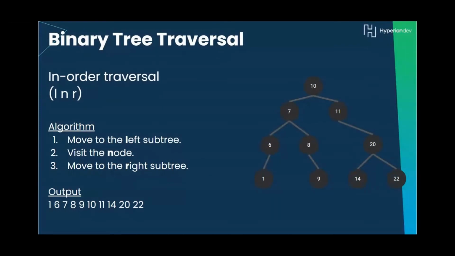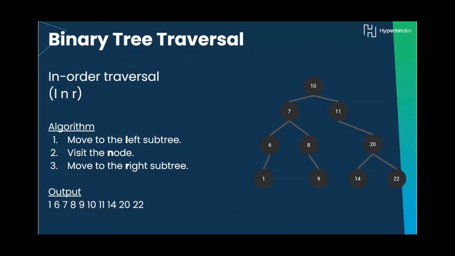Now that we're at 6, we already went through the left, so now we can go visit the node, and you can see that in the output. Next we'll go to the right, and there isn't a right. So we move back now to 7. Now that we're at 7, we already went to the left, so now we have to visit a node and just output that, and then we go to the right.